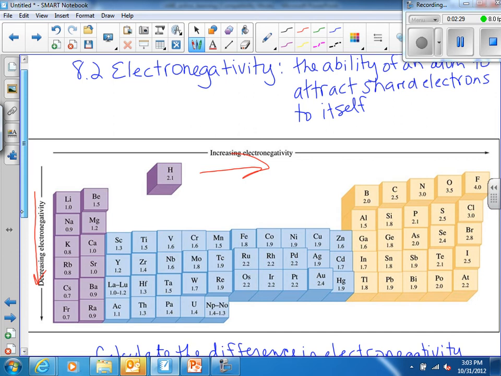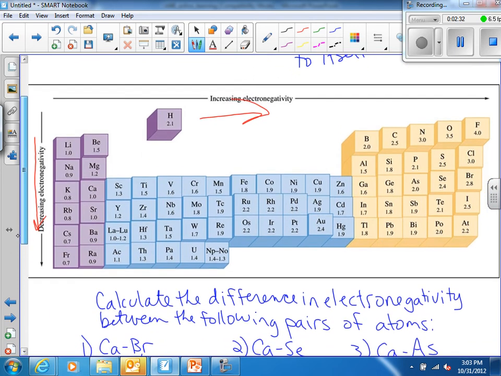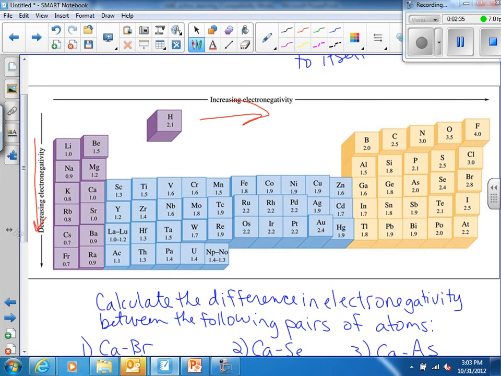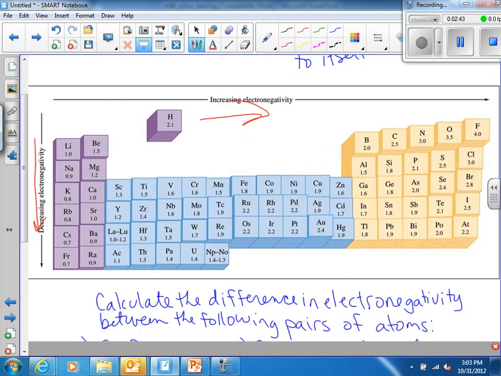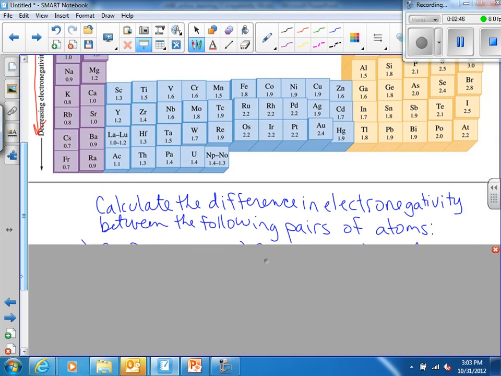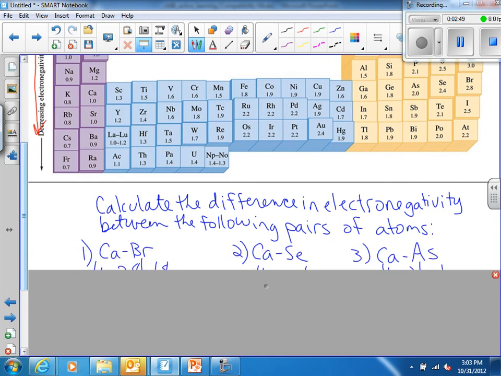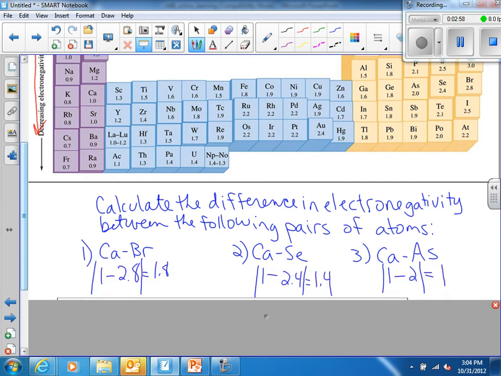So we are now going to calculate the difference in electronegativity between the following pairs of atoms. If you want to pause at this point, you can, or you can just keep following along. Here are our 3 sets of atoms. The answers are all here. All I did was look at the electronegativity values for calcium, selenium, bromine, and arsenic. You always take the absolute value when you're looking at electronegativity differences.